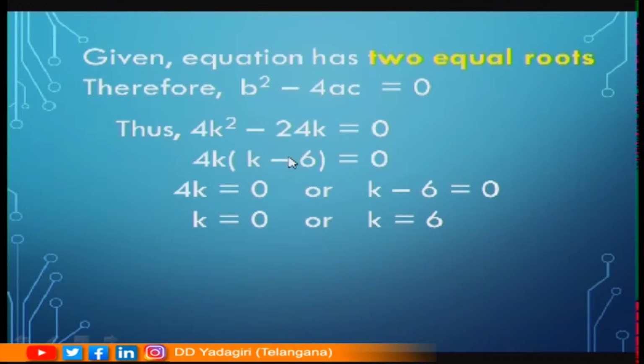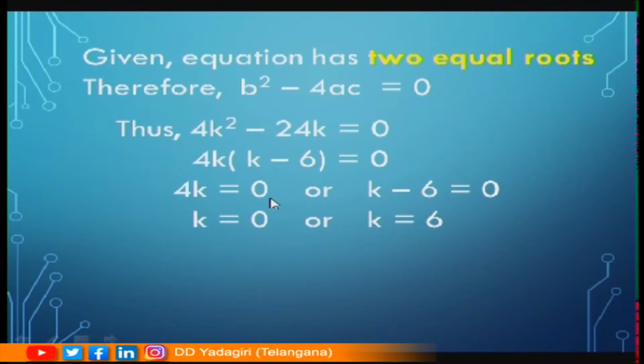Again, we apply the same concept that if the terms a and b, their product is 0, then a must be equal to 0 or b must be equal to 0. So, 4k is equal to 0 or k minus 6 is equal to 0.